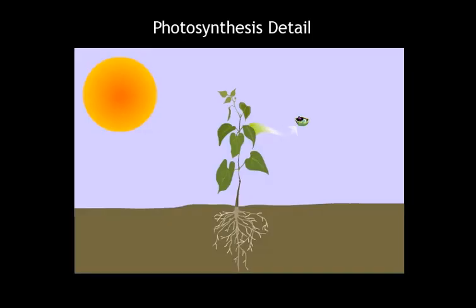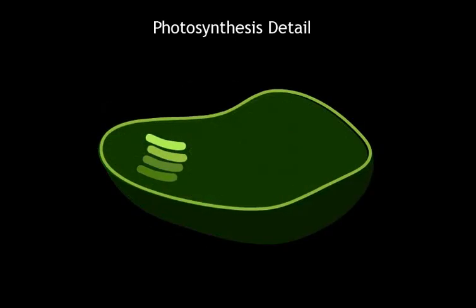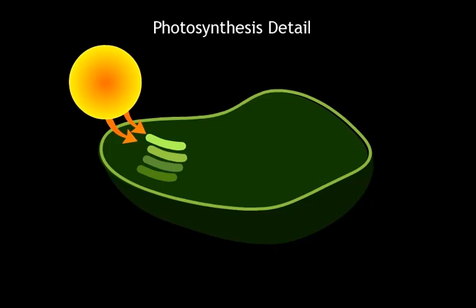Now let's examine the process of photosynthesis within the plant cell. Photosynthesis occurs within the chloroplast, a small organelle unique to plant cells and some select microorganisms. The green chlorophyll pigments within the chloroplast capture the sun's energy and convert it to chemical energy in the light phase of photosynthesis. This phase also utilizes water absorbed by the plant and releases oxygen as a byproduct.